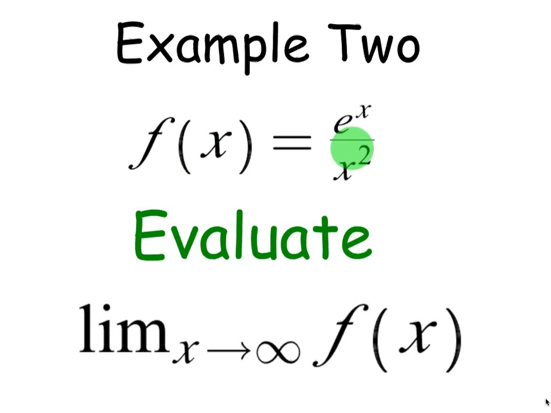Okay, let's take a look at our second example. We have f of x equals e to the x over x squared. We're going to evaluate the limit as x approaches infinity of f of x. Now, just to let you know, L'Hopital's rule also works for x approaching infinite values, not just finite values. So this will work just like the last example. We're going to follow the same steps.